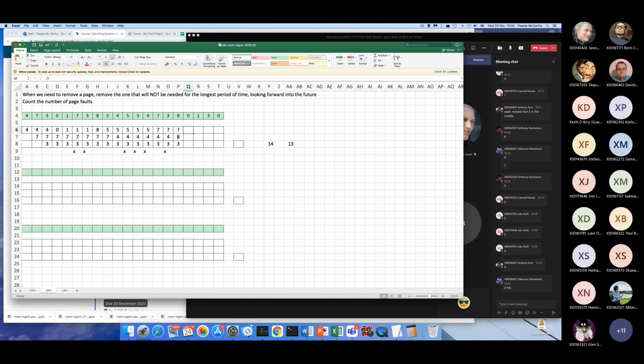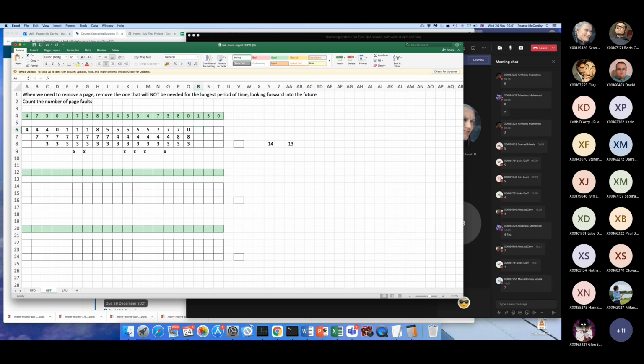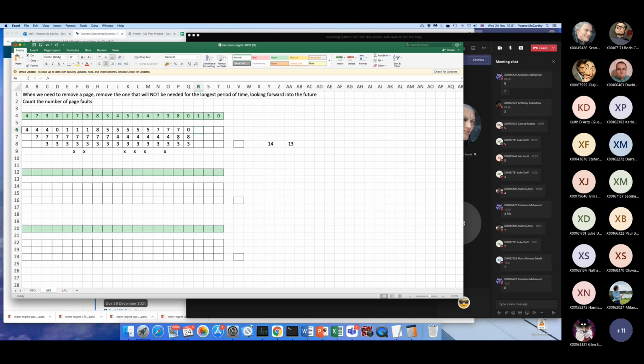0. Which one? 7, 8, and 3. So I think it's not 3, so we have a choice between 7 and 8, so 7 is in the longest, so it looks like to me it's that. 1. Which one? 1 has to come in, something has to go. 8, Zachariah says. Anybody else? Zachariah, right?